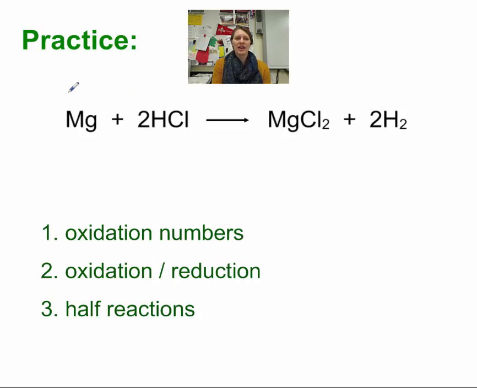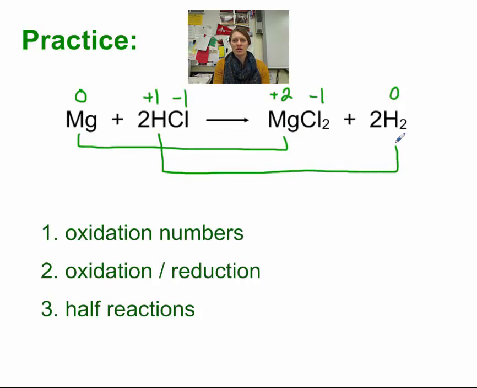So to start with, as we find the oxidation numbers, magnesium stands alone, so it is 0. Hydrogen is +1 and chlorine is -1. On this side, magnesium is going to be +2 because chlorine is -1, but there's 2 of them. And then lastly, hydrogen is standing alone, so hydrogen is going to be 0. So when I look at the reactant and the product side of the equation, I can see that my magnesium changed in oxidation number, and I can also see that my hydrogen changed in oxidation number. And the chlorine had no change at all.